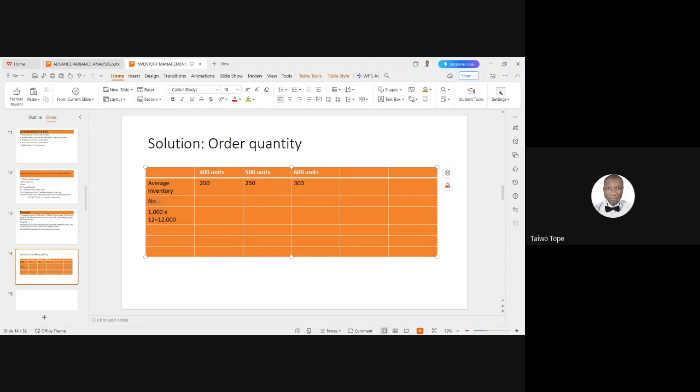So divide by 400. Number of orders. If you are getting 400 units per order, how many orders will you have in a year? Number of orders per annum. 30 orders. So you have 12,000 divided by 400. You have 30 orders.